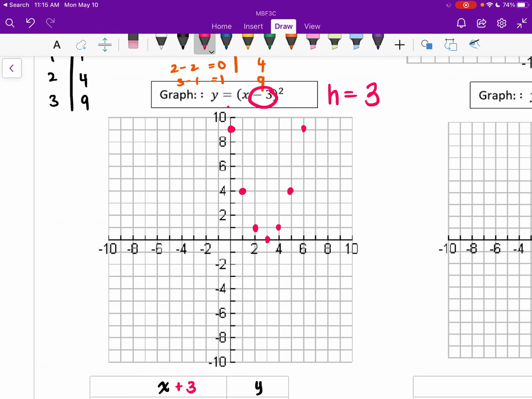I'm just going to draw my graph, which makes sense. This is shifted to the right by 3, which makes sense because our h value in here is 3, right? It's a negative in the equation, so we know we're shifting the opposite way of which we think it should be going. Okay?